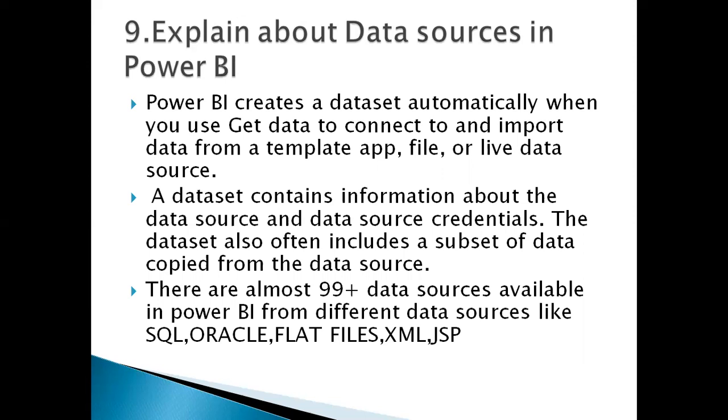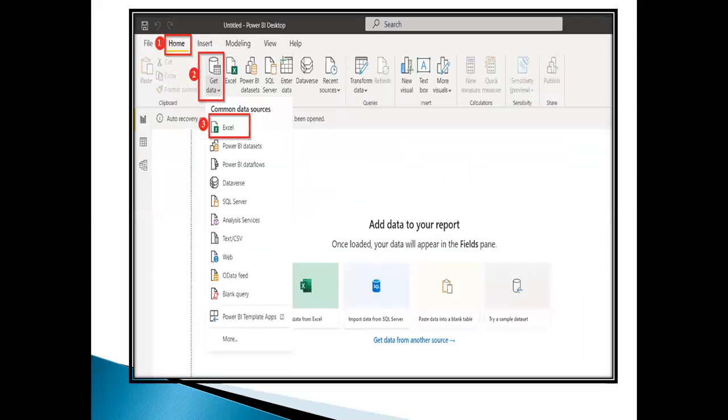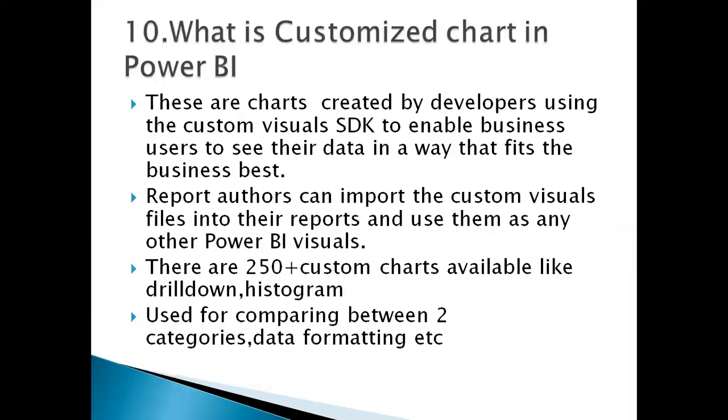Once you click on Get Data, if you want to use Excel, the process of opening the data source is to click on Home, Get Data, and Excel. The options below are all different types of data sources where you can import the data. So this is called a data source in Power BI. Let us go for the next question.